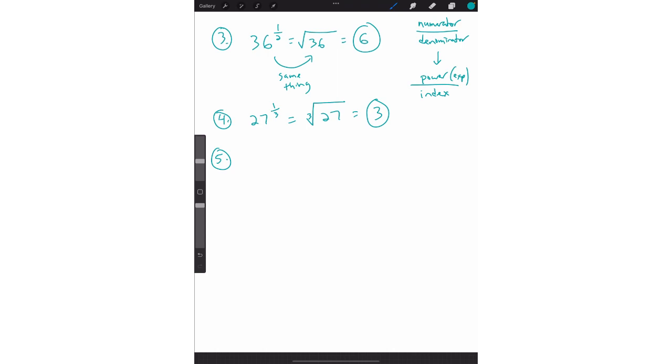All right, number 5, we have 2 to the 1/2 times 32 to the 1/2. Right? Now, I could easily rewrite this as the square root of 2 times the square root of 32. And then the square root of 2 times the square root of 32 will give me the square root of 64. And the square root of 64 is 8. And that's my answer. All right, so that's just an introduction there.